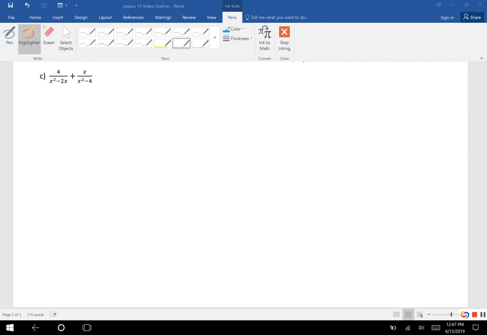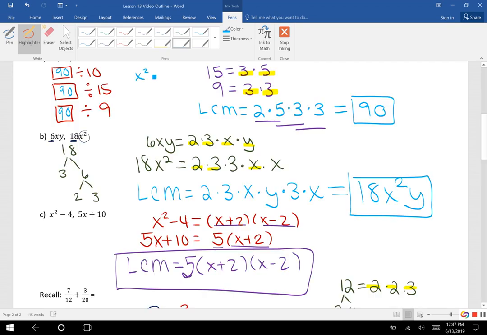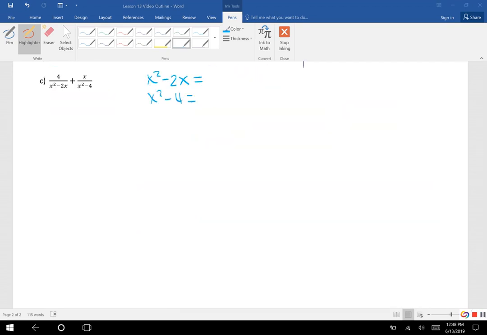All right, let's do one more example. So my denominators are, let's see, we've got a denominator of x squared minus 2x and another denominator of x squared minus 4. So finally this time I actually can factor the denominators, and I should factor them. The first one we can just pull out an x, and we're left with an x minus 2. And the second one is a difference of perfect squares, x plus 2, x minus 2.